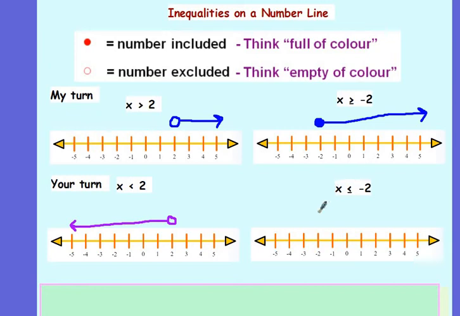For the next one, I've got x is less than or equal to negative 2, so I need a filled in circle on negative 2. And this time we're looking at all the numbers less than negative 2.